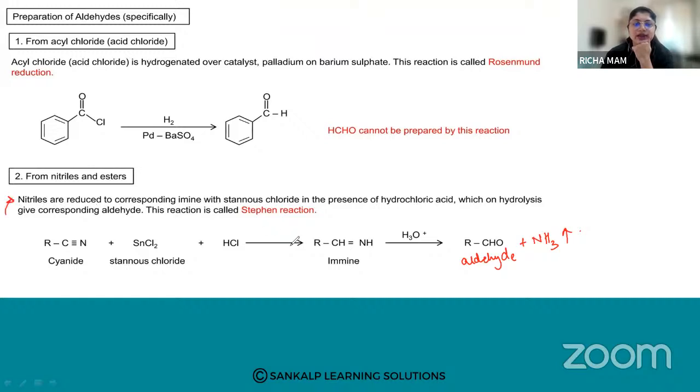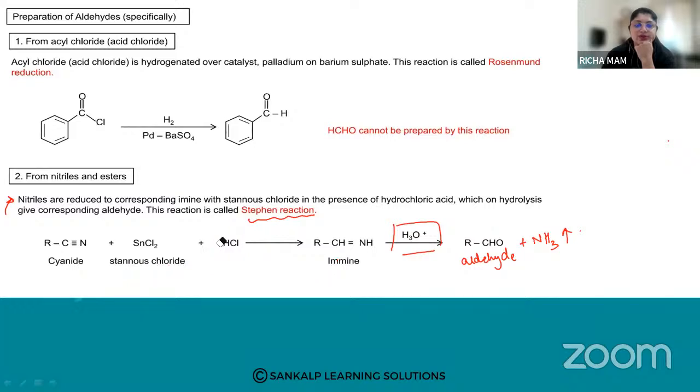This name reaction is called the Stephen reaction. They can ask you to explain the Stephen reaction with a general mechanism or general reaction, or give an example. So what you have to explain: nitriles are reduced to corresponding imines by treating them with stannous chloride in the presence of hydrochloric acid, which will undergo hydrolysis to give you aldehydes. This is called the Stephen reaction. This is a general reaction.